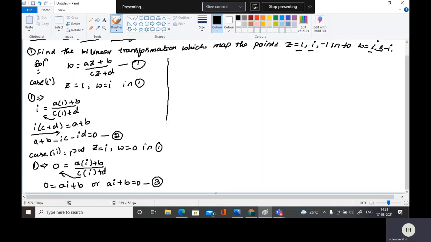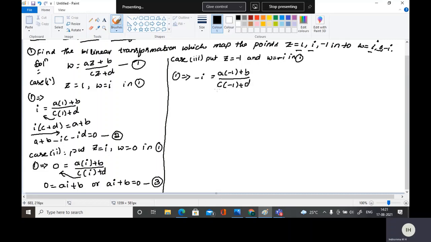So next we have to consider case 3. Put z is equal to minus 1 and w is equal to minus i in equation 1. So equation 1 becomes w is minus i is equal to a into minus 1 plus b divided by c into minus 1 plus d. So cross multiply. We obtain minus i into minus c plus d is equal to minus a plus b. Now multiply by minus i and take to the RHS. So we obtain minus a plus b plus ci minus i into c, minus id, take to the RHS, it becomes plus id is equal to 0. That is equation number 4.